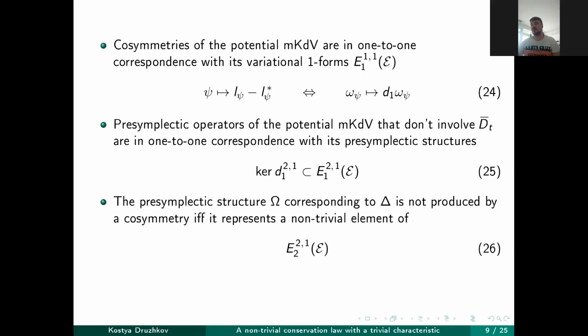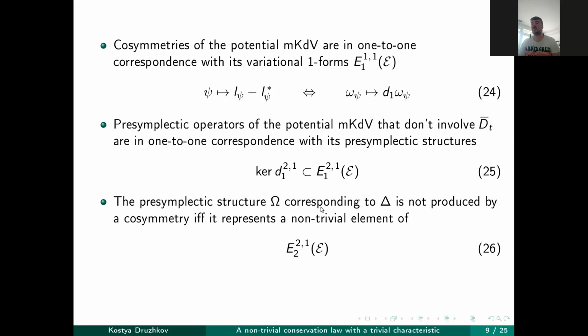Each equivalence class contains a unique presymplectic operator that doesn't involve the total derivative with respect to t. So we can describe presymplectic structures literally in terms of presymplectic operators instead of equivalence classes of presymplectic operators. And the presymplectic structure omega corresponding to the operator delta is not produced by a cosymmetry if and only if it represents a non-trivial element of this group. Because it is not produced by a cosymmetry.